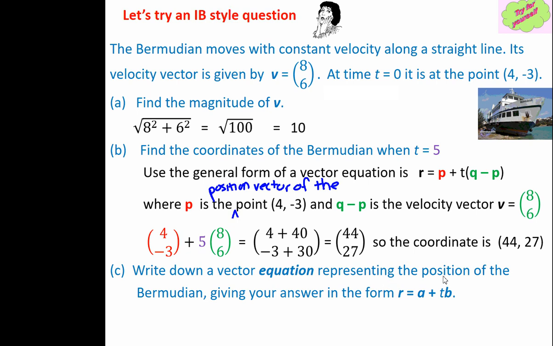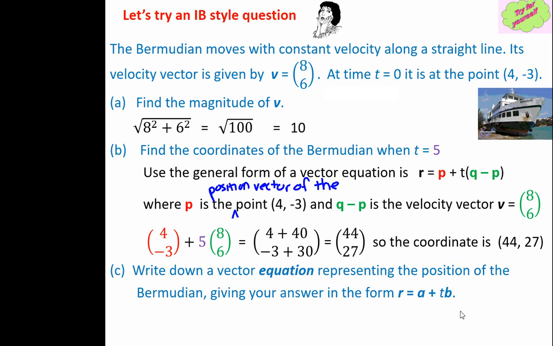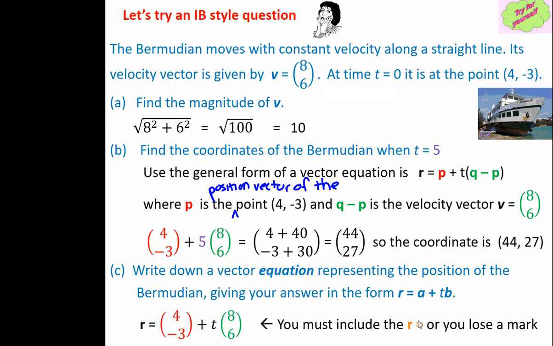Write down a vector equation representing the position of the Bermudian, giving your answer in the form of r equals a plus tb, the same as that version there. So that's pretty easy. Basically, we've kind of done it there. We've got the position vector at time equals 0. And then after time, it moves these distances. So t is the time, and that's the velocity vector.